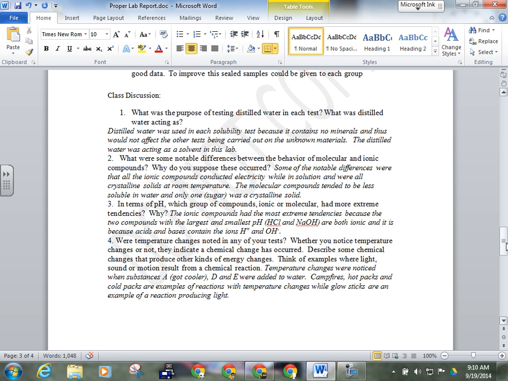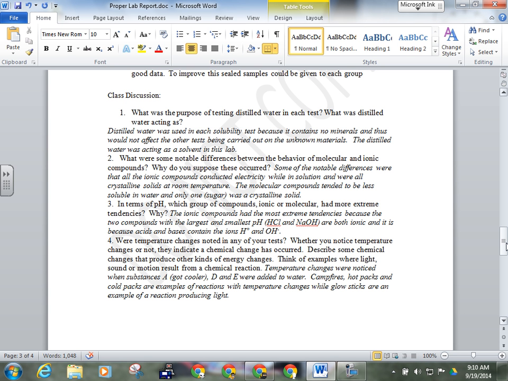What were some notable differences between the behavior of molecular and ionic compounds? Well, first off, all the ionic compounds did what? Conducted electricity. The other thing, your really strong acid and really strong base were both ionic or molecular? NaOH, ionic or molecular? It's got a metal in it. What is it? It's ionic. Hydrogen chloride, ionic or molecular? Ionic. They were both ionic, right? Things that have generally a really strong pH in either direction are going to be ionic compounds.